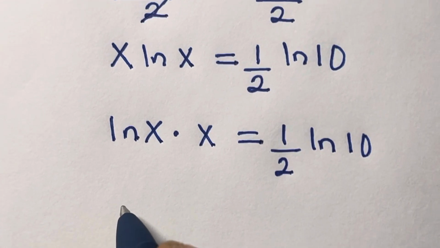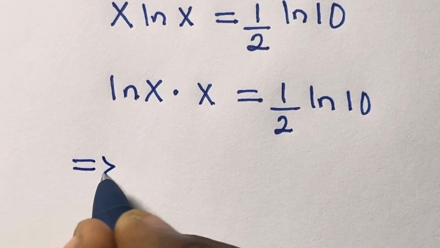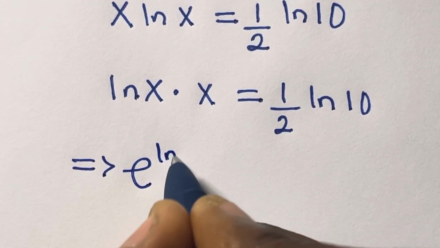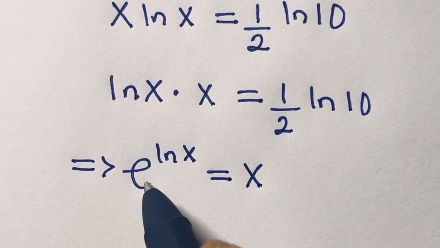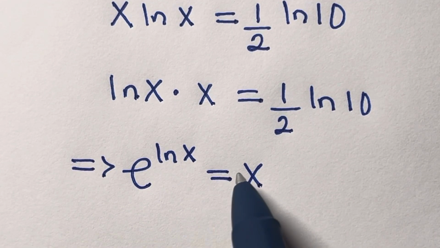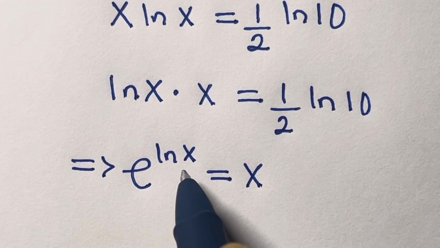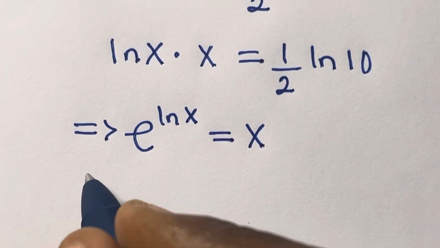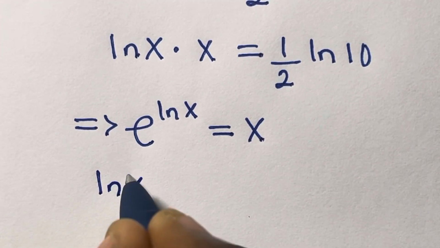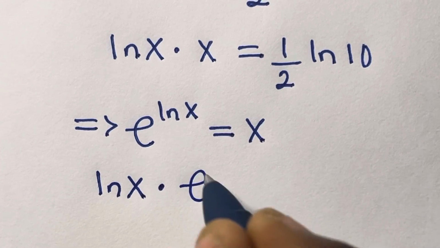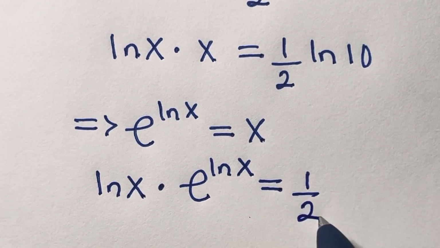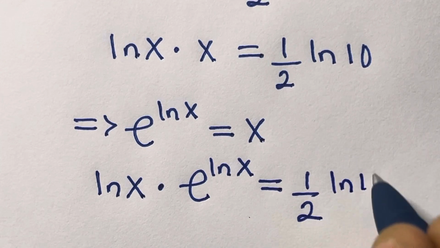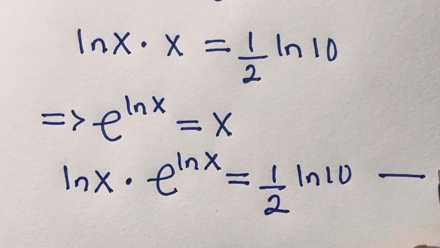So now let's note that if you have exponential ln x, this equals x, right? Because the exponential cancels the ln. So that means we can replace x with this. So we have ln x multiplied by exponential ln x equals 1 divided by 2 ln 10. So let's take this as our equation 1.